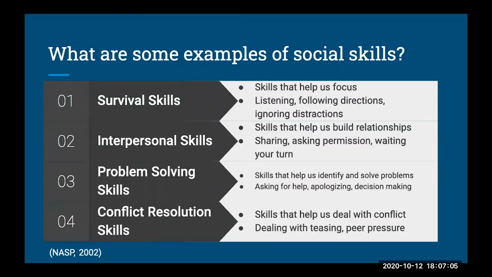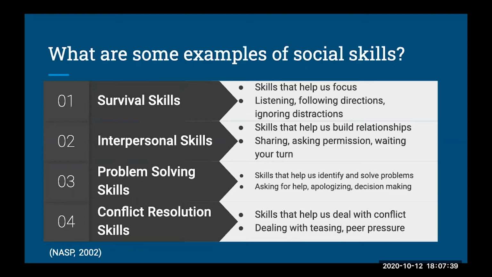The National Association of School Psychologists identified 4 sets of social skills. First, survival skills are basic skills that help us focus and attend to our social environment. Examples of these skills include listening, following directions, and ignoring distractions. Second, interpersonal skills are skills that help us build relationships. And these skills include sharing, asking permission, and waiting for one's turn.